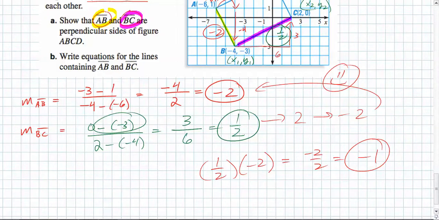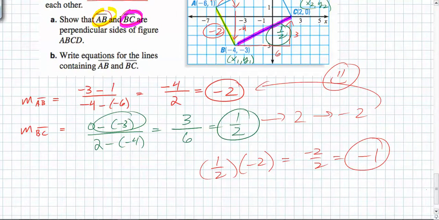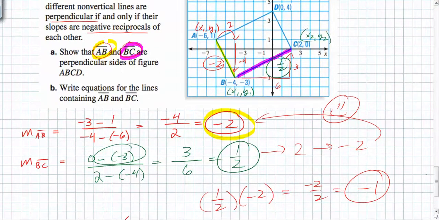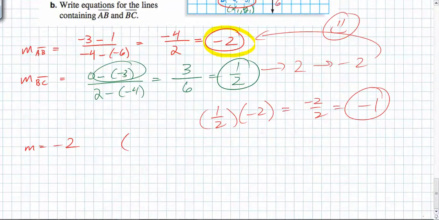Let's try B. Write equations for the lines containing AB and BC. So we know the slope of AB is negative 2. So we know the slope we want is negative 2. And now we just need 1 point. We know 2 points. We know negative 6, 1, and we know negative 4, negative 3. Let's try using negative 6, 1.